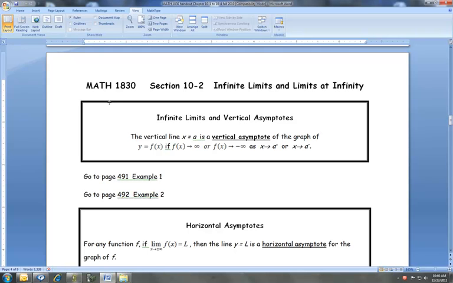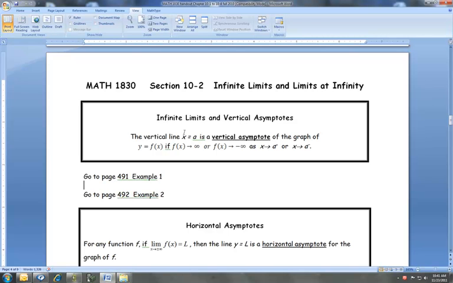Section 10.10-2 is with respect to infinite limits and limits at infinity. Material that you already have done back in your pre-calc. We just didn't call it that at that point in time. First one I want to look at is infinite limits and vertical asymptotes.